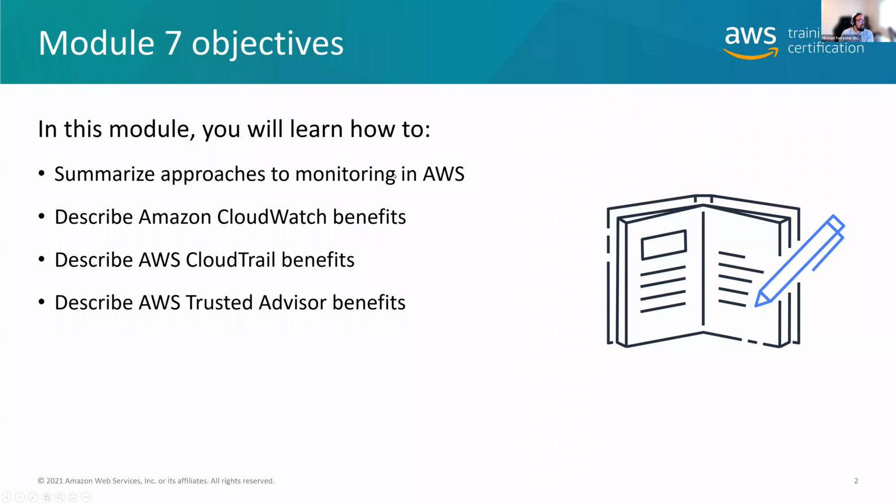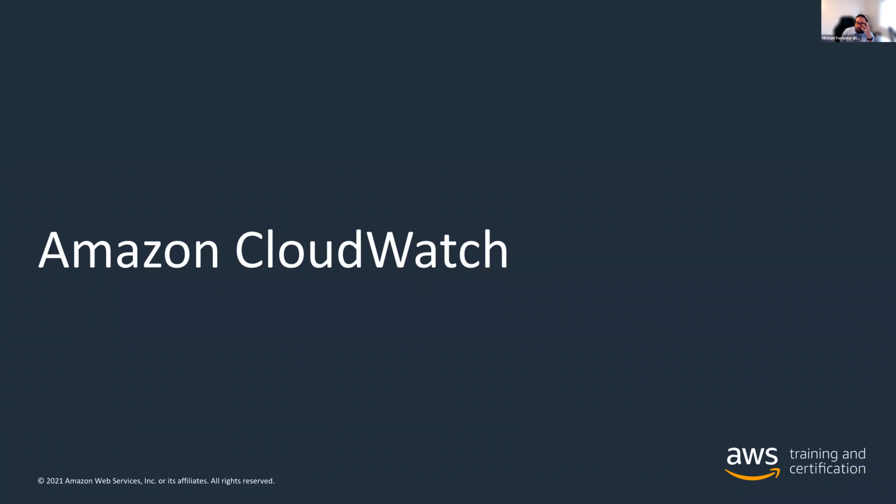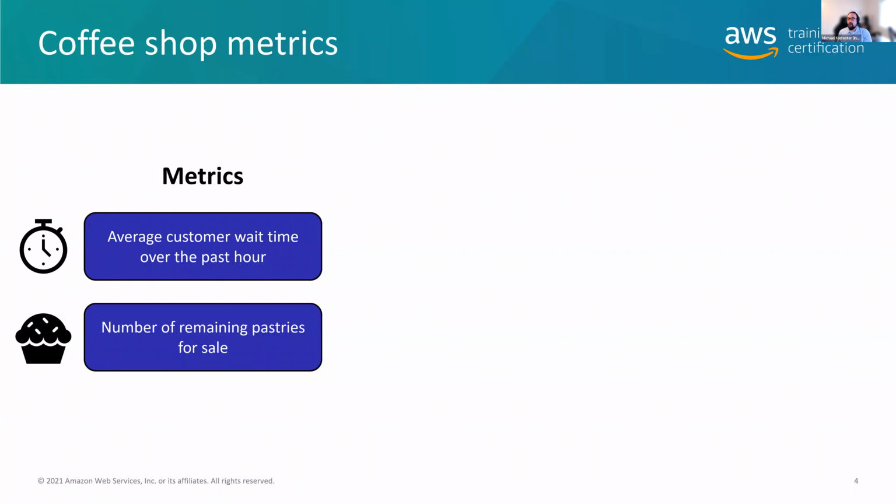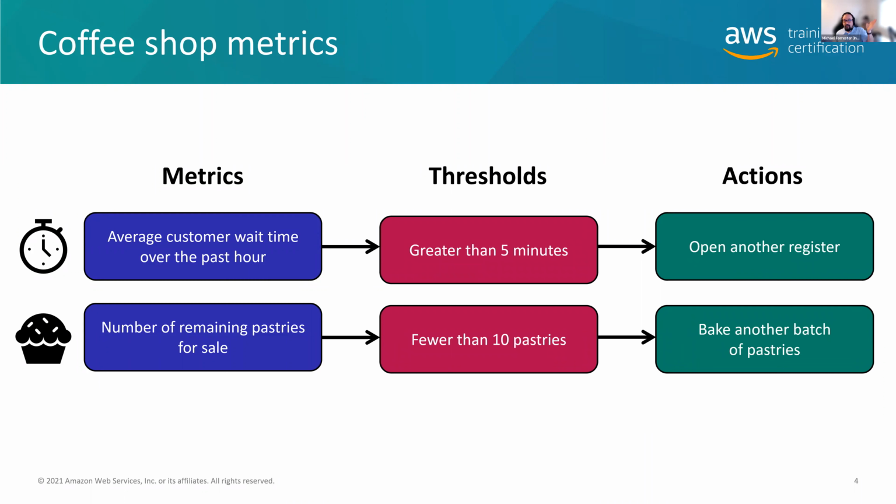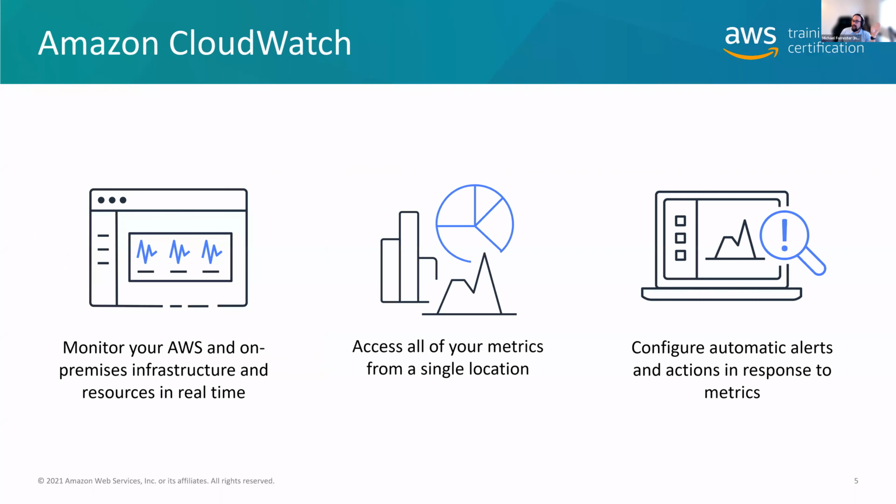Let's talk about one of those. So we're going to talk about monitoring approaches. We're going to talk about specifically CloudWatch, CloudTrail, and Trusted Advisor. So if you want to know about metrics, you're going to use CloudWatch. Now, if we were at the coffee shop, this could be inventory metrics. This could be performance metrics. You're going to have thresholds for these metrics, and you want these metrics to trigger alarms or actions. At the very least, you want to know what happens. Something's going on, right? This is what CloudWatch is for.